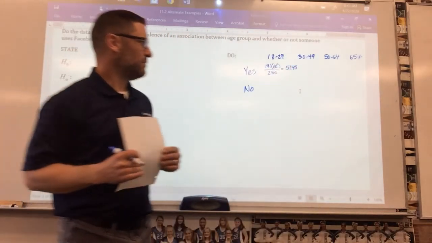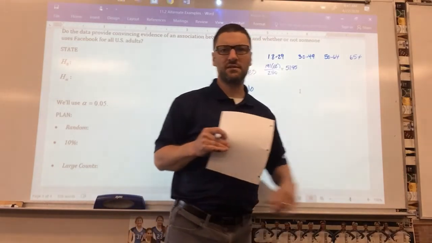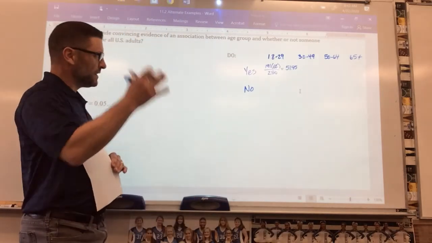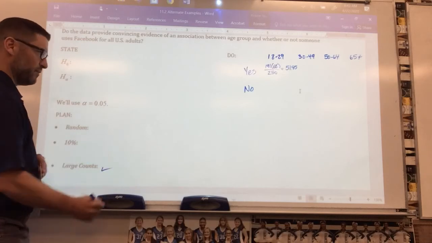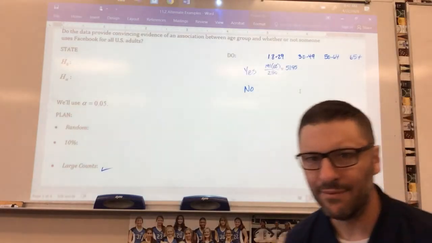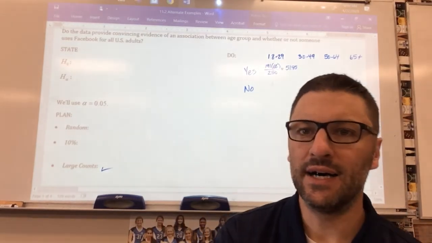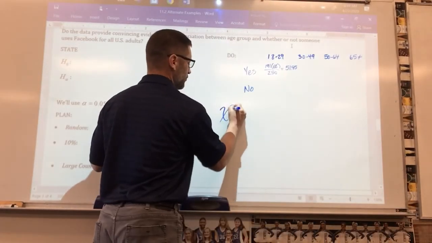And what you need to do is go in and find those cells. Go find those cells and you got it. Be done with it. All right. Large counts condition, by the way, does check out. You have to make sure you have those chart values in order to finish the problem. Okay. Next thing is our chi-squared test statistic.